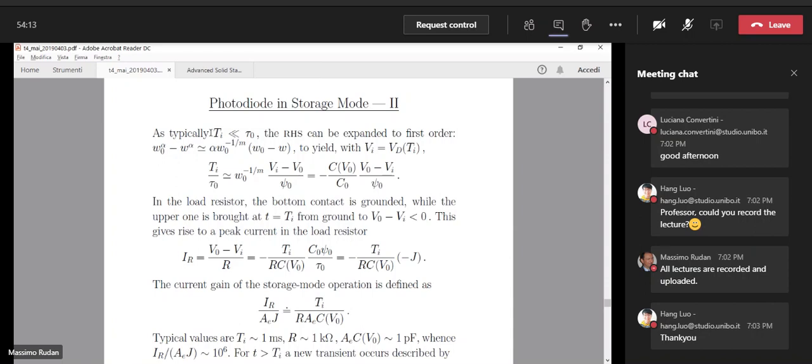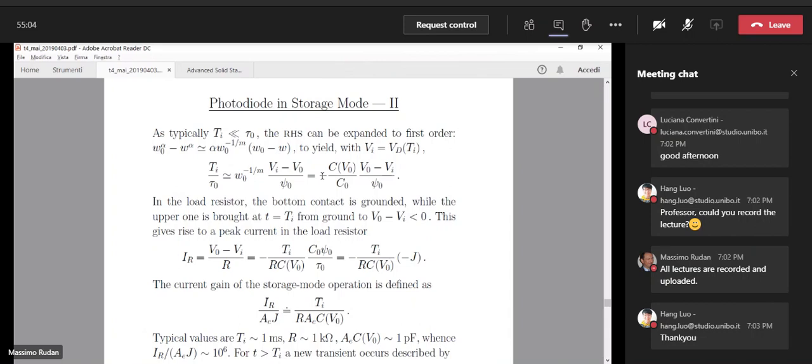So what we find is that the ratio between the integration time and tau 0 is the ratio of the capacitance when the applied voltage is V0 divided by C0. You remember C0 is the equilibrium value, so when the voltage is 0, okay? Times V0 minus Vi over psi 0. V0 is negative, Vi is less negative, so this fraction is negative. With the minus sign in front, it becomes positive, okay?